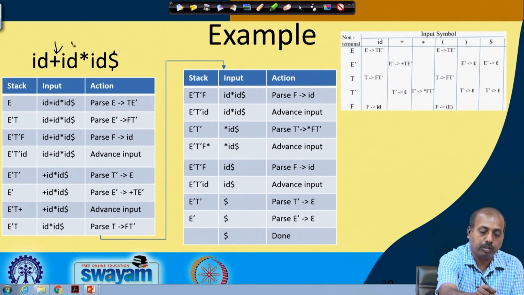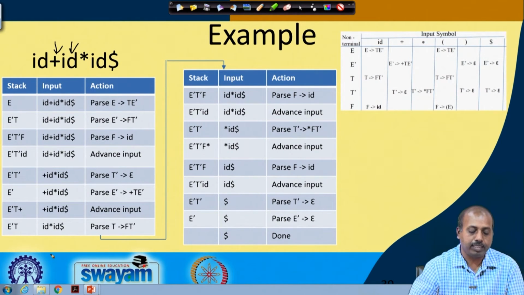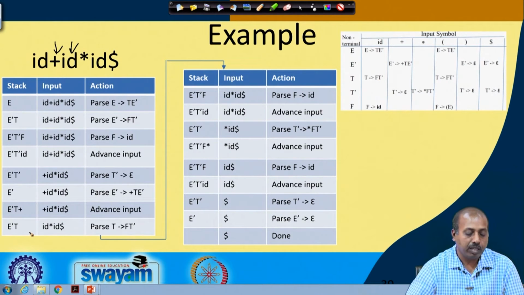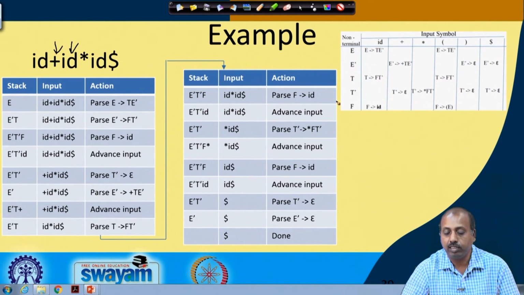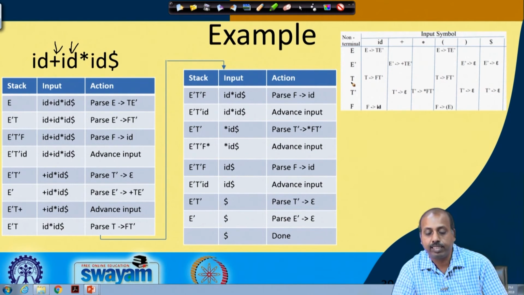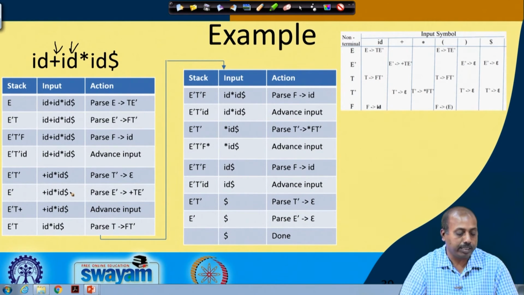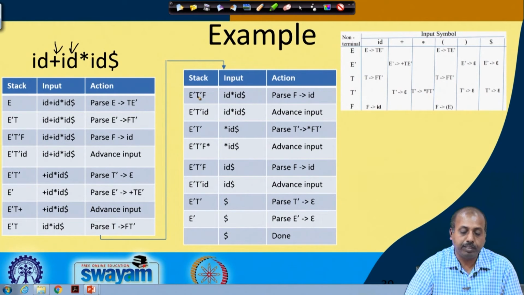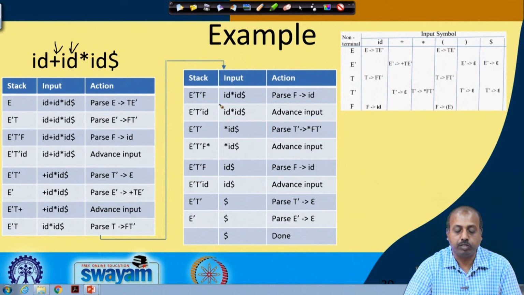So, we have id star id dollar. This part is remaining, and then T and id. T and id says that you follow T producing F T dash. So, T is going out and F T dash is coming into the stack, input remains as it is. Now, F and id says that you go by F producing id. So, this F is taken out and id is pushed into the stack, then id matches. So, it is taken out of the stack and the input pointer advances. So, this is left as the input.